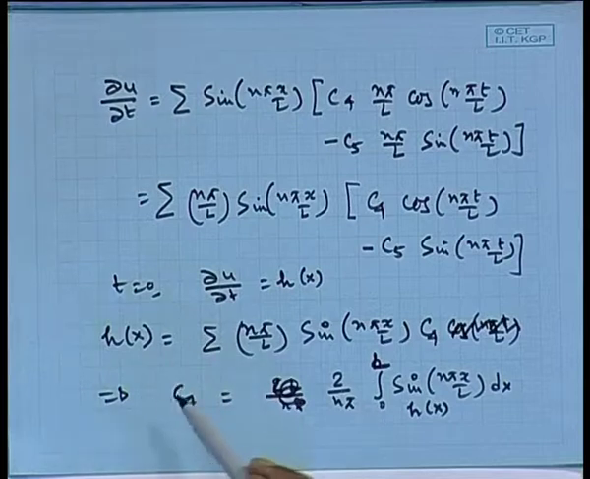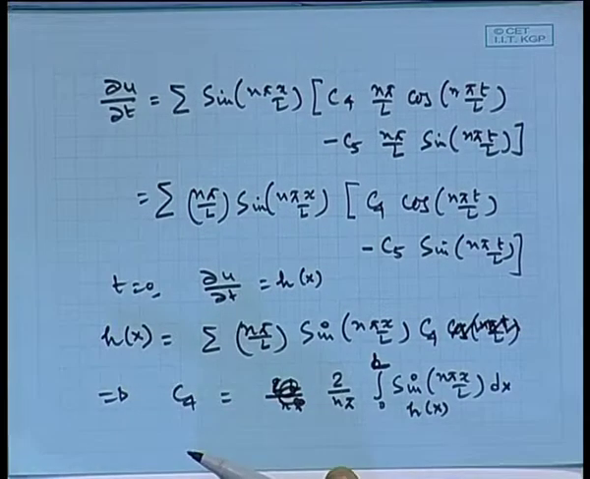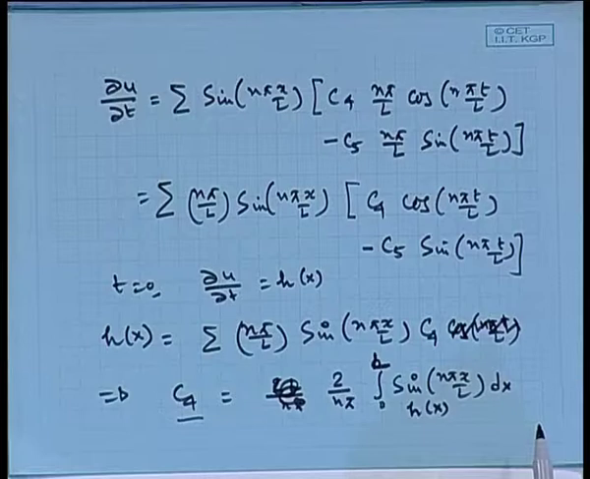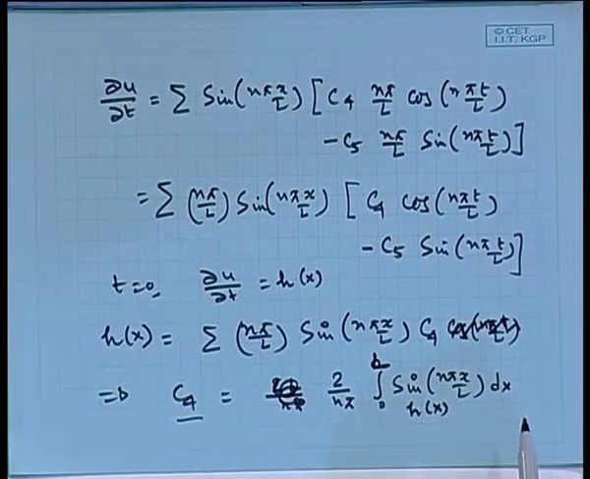Now, from the first condition we evaluated C 5, and from the second condition we evaluated C 4. Once these constants are evaluated, the complete solution is known to you. Okay. So, this is one of the examples of hyperbolic initial condition problems.